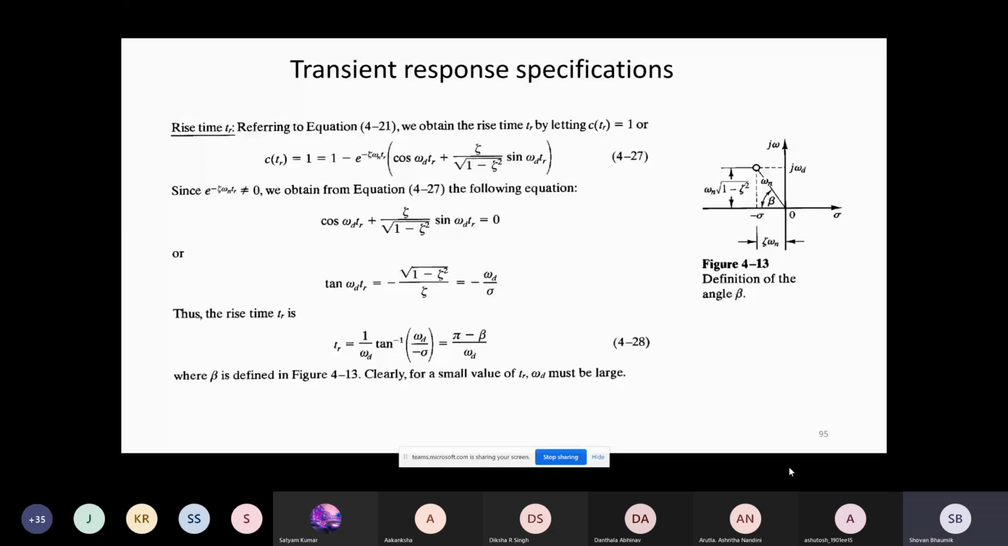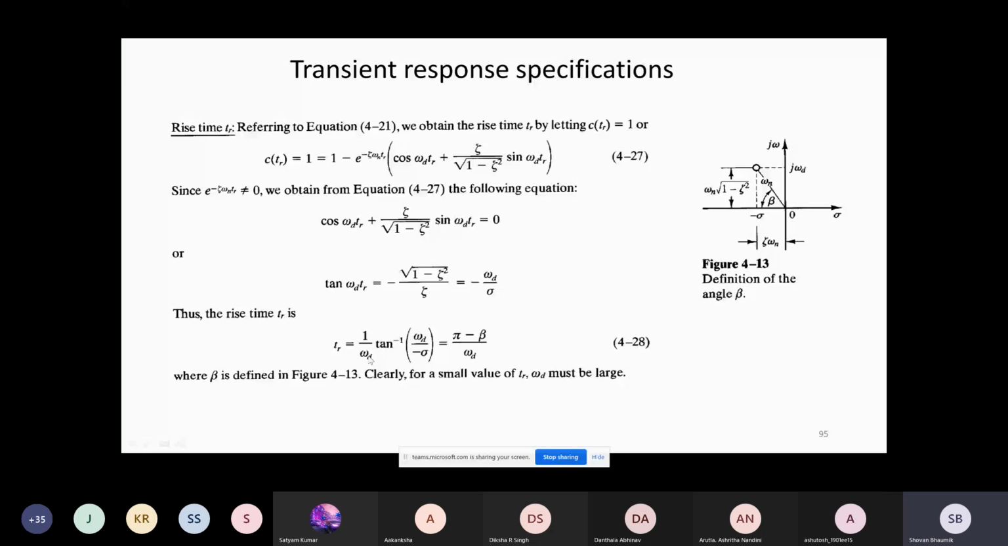And from there we see tan omega_d t_r will be equal to this. And we define sigma. Here you see sigma we defined as zeta omega_n. So once we define sigma as zeta omega_n, this expression can be written as minus omega_d by sigma. Now the rise time can be defined as 1 by omega_d tan inverse of minus omega_d by sigma, or this can be defined as pi minus beta by omega_d.